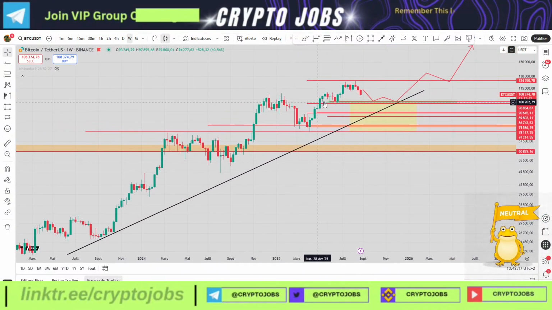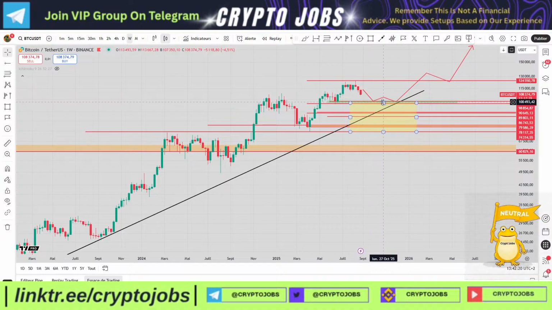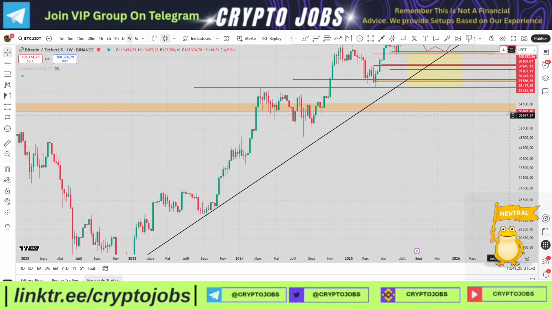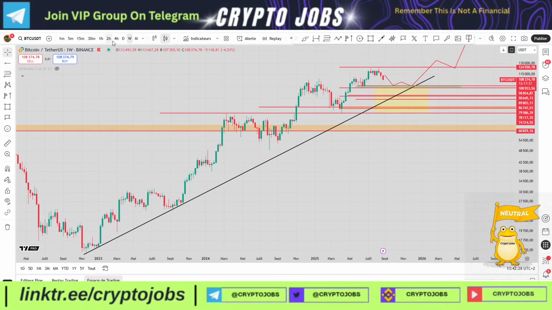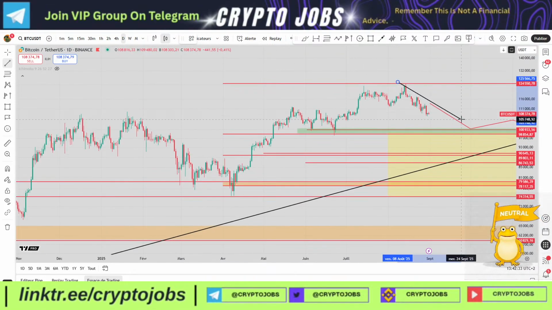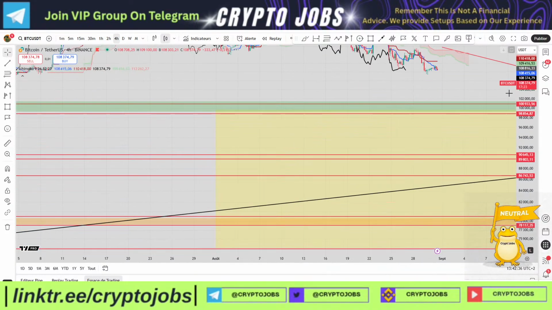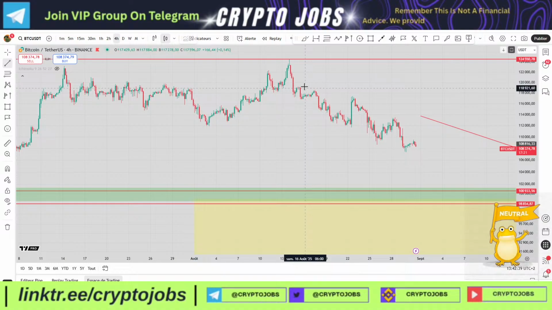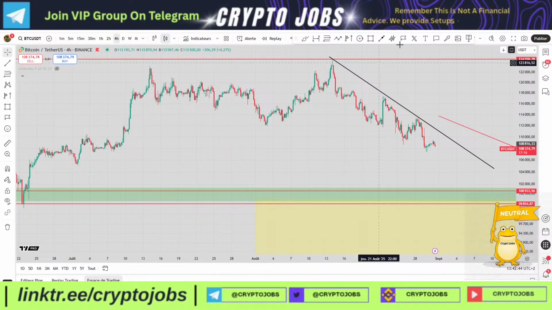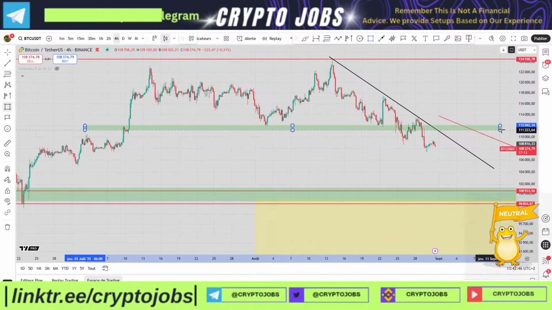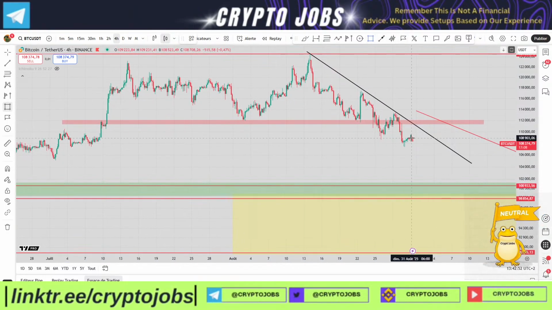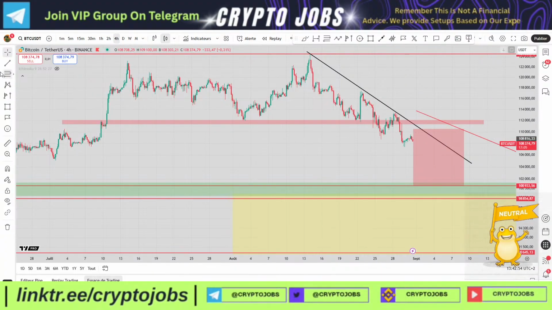So if we get a safe retest and we hold here, I'm pretty sure that we will see another leg up in the near future, but currently it feels very risky to long Bitcoin, because the main trend still remains bearish on the H4, and this is the level I got. So I think there is a dump loading for Bitcoin.